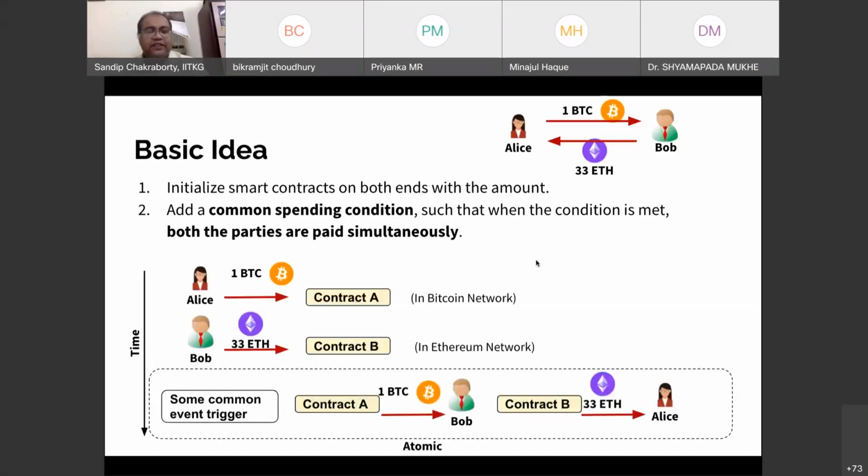So the basic idea of this atomic swap protocol is something like that. I want to transfer one BTC from Alice to Bob, and Bob is going to return 33 Ether from his account in the Ethereum network to Alice's account in the Ethereum network. These two transactions should execute simultaneously. We need to ensure that either both transactions happen or neither happens. So what we do is first initialize smart contracts on both ends. Alice sets up a contract in the Bitcoin network, and that contract transfers one BTC from Alice to the contract.